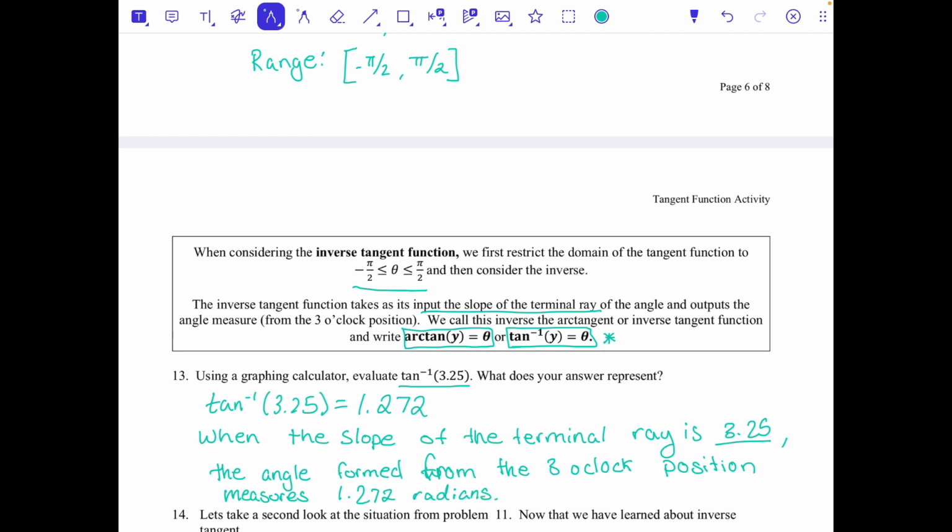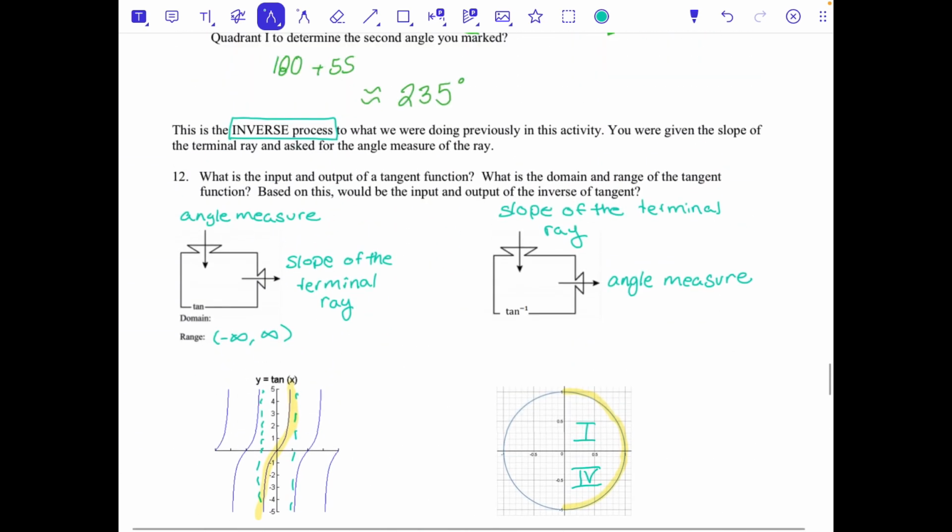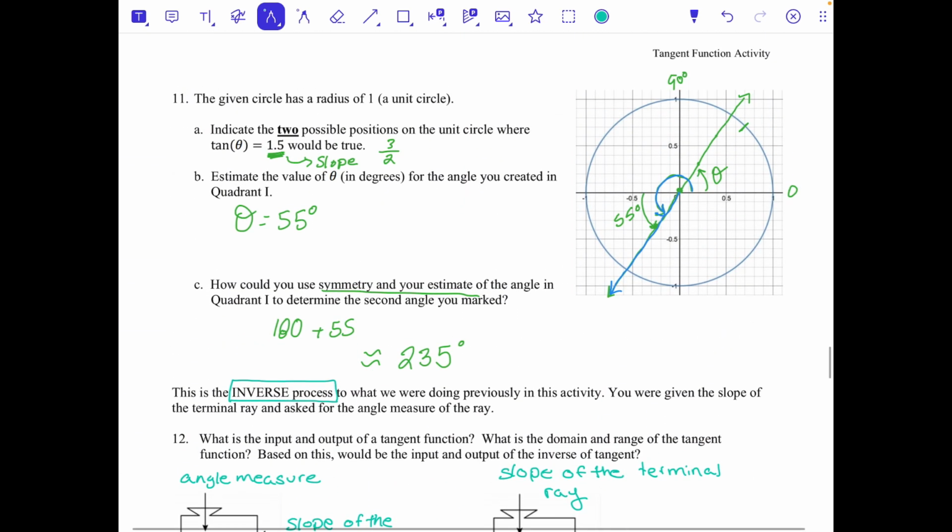Now, keep in mind, this is one possible angle. This is the angle in quadrant 1. And we were simply asked to find the measure in our calculator. If we were asked to get other quadrants, well, we'd have to do a little more work, which is what we're going to see on the next problem. So the next problem, we're actually going to revisit 11. So if we go back, remember 11 was where we estimated our angle measures.